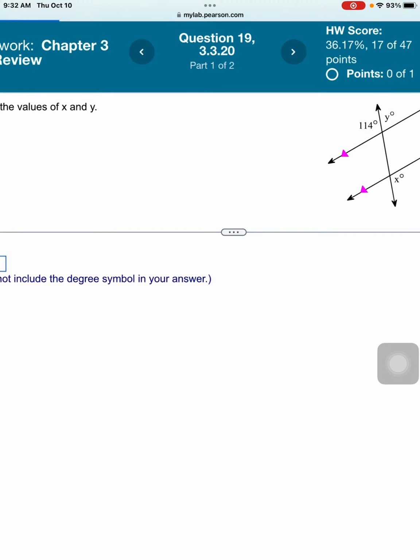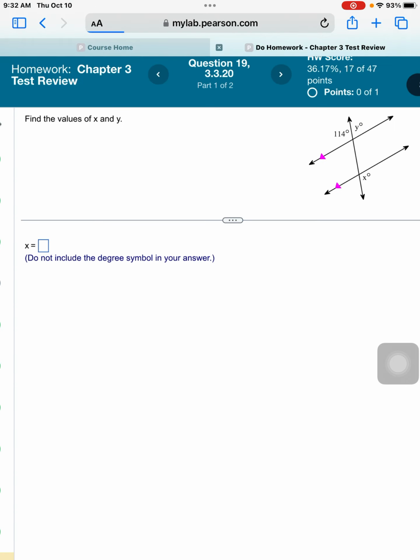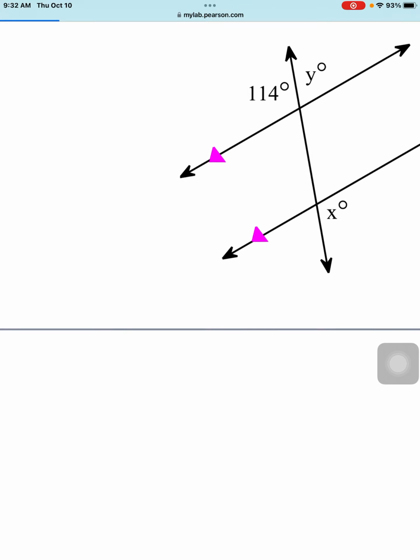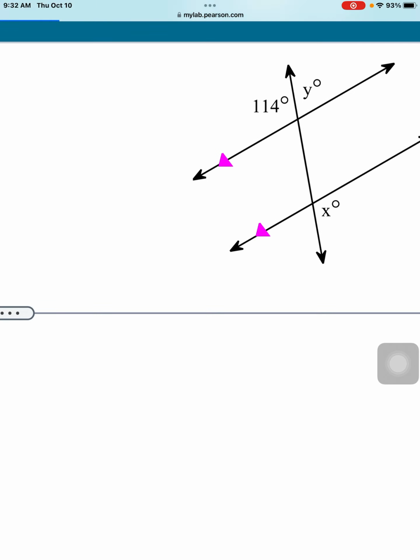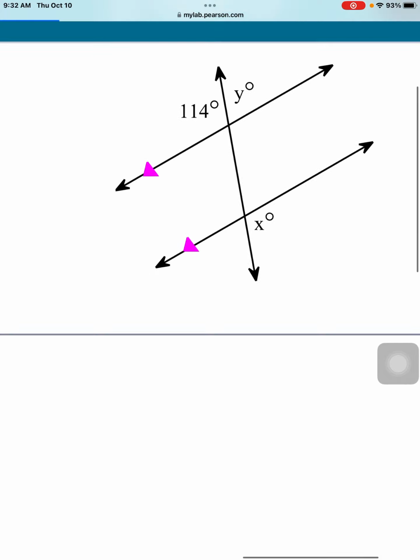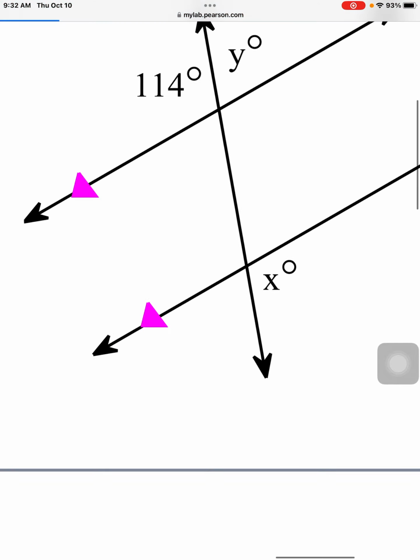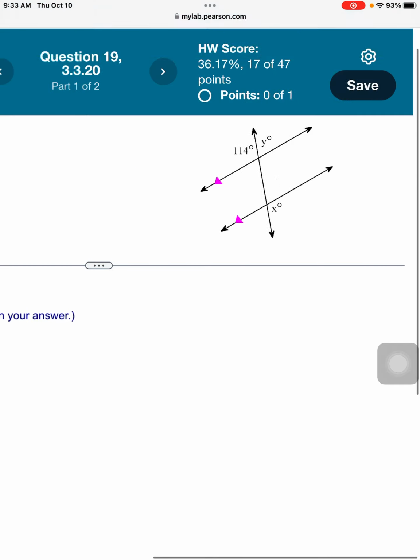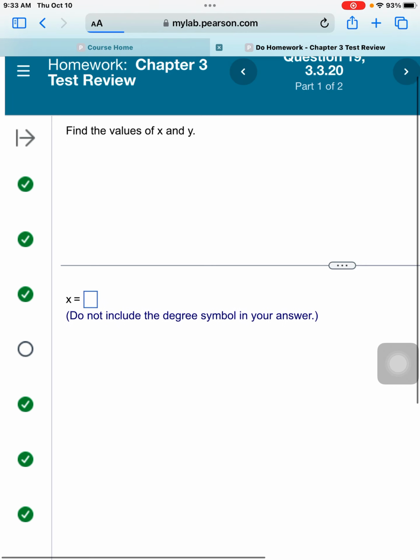All right, so look, guys, this one's easy. You guys know this. Find the values of x and y. Well, I know that x is what in relation to 114? If I know that my two lines being transversed are parallel, then I know that 114 degrees and x degrees have to be what? Congruent, because they're alternate exterior angles. So x has to be 114.